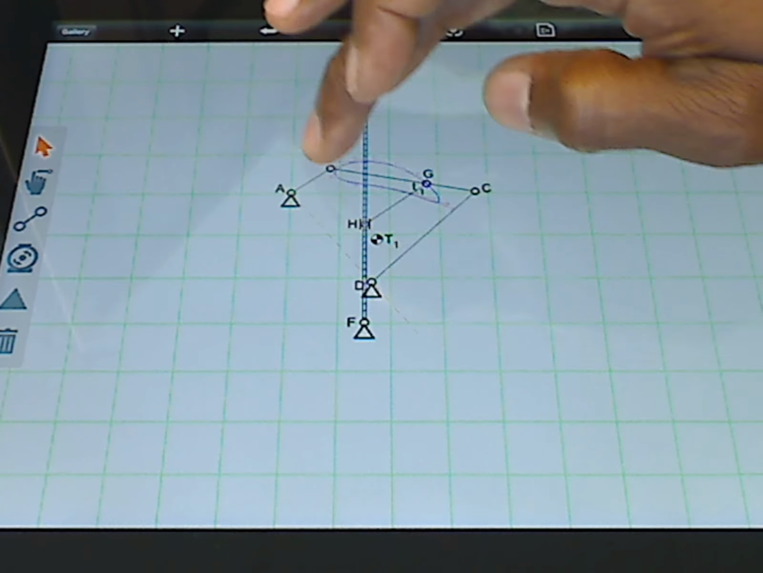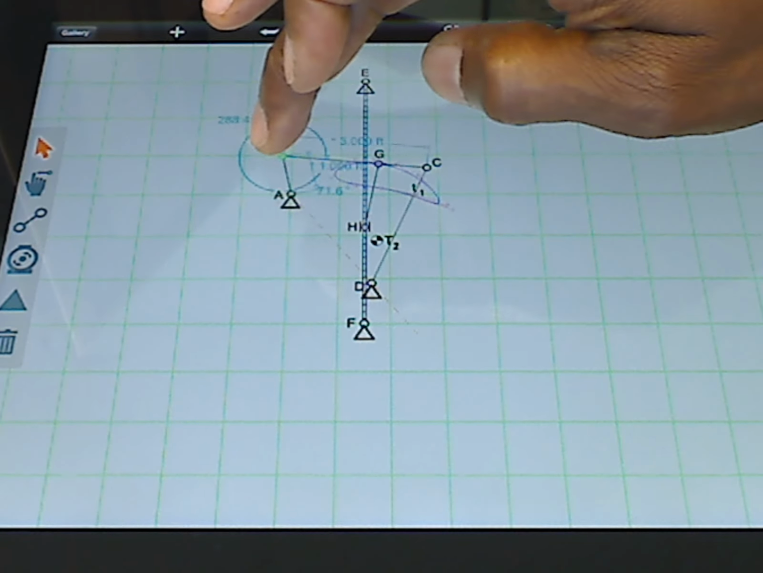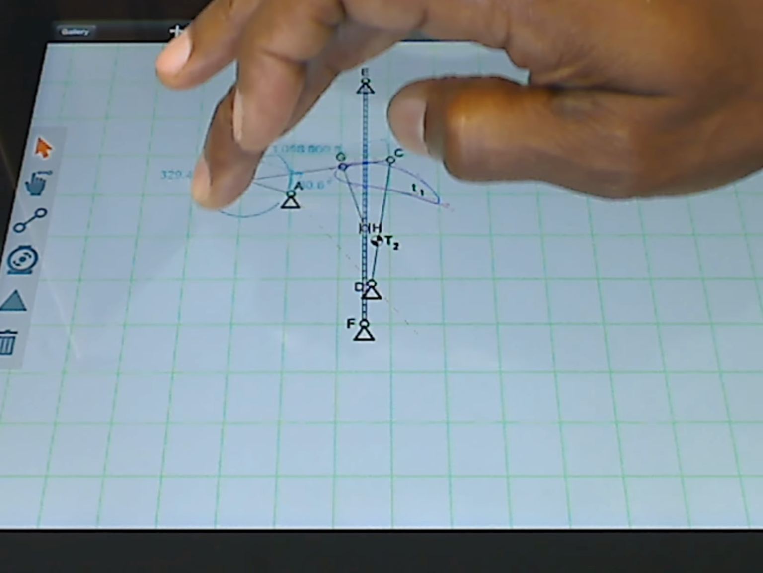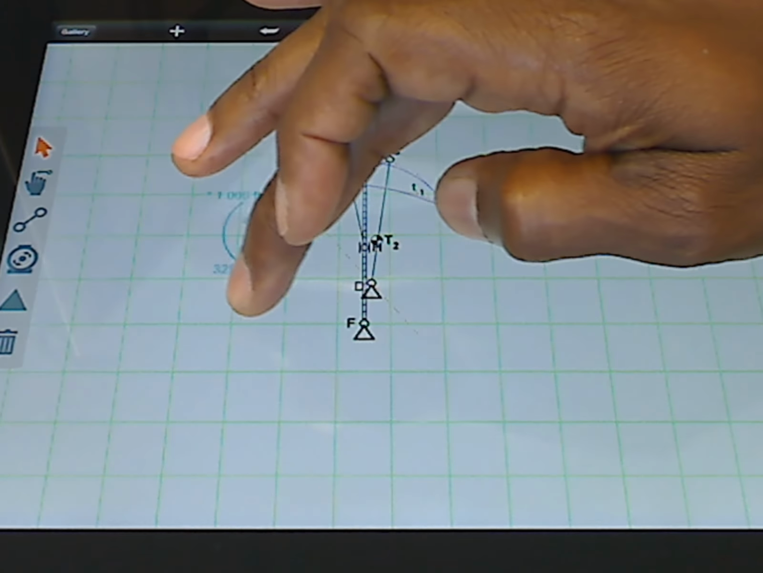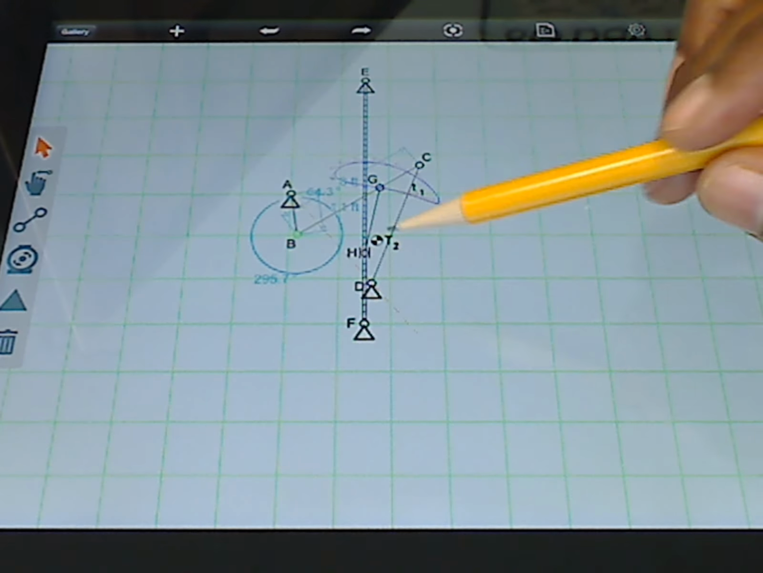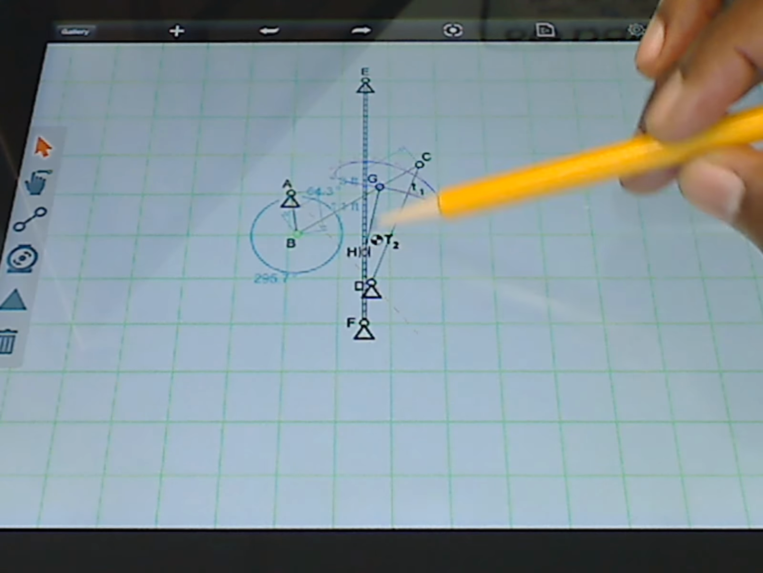What we can do here is grab B, see if I can grab it. Sometimes it's kind of hard. Right about here is where it's at its dwell position, and right about there is where it's at its maximum point. So from about here to about here, what we need to do is measure that distance.